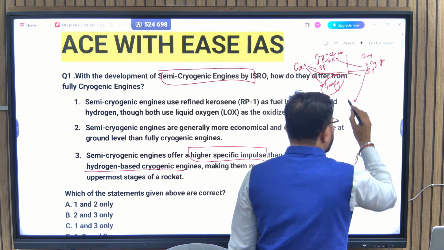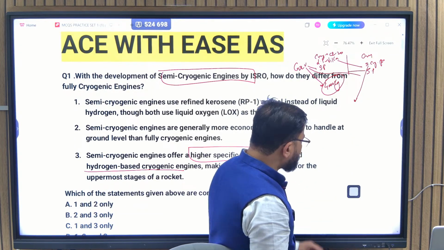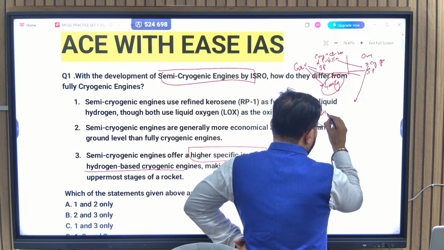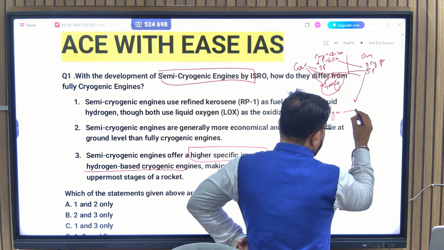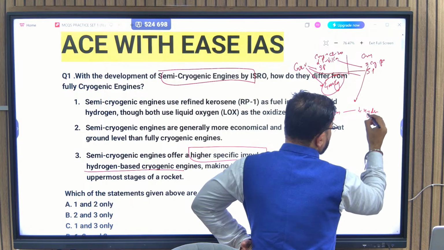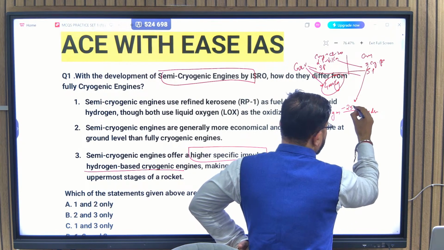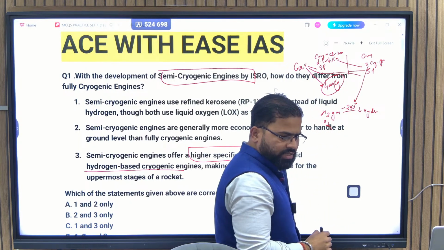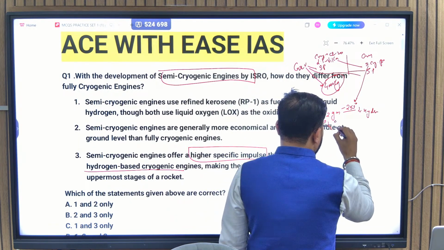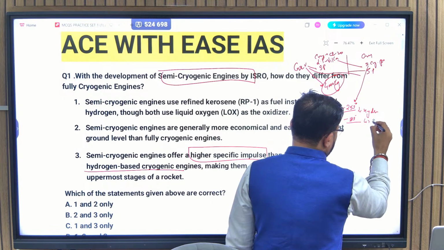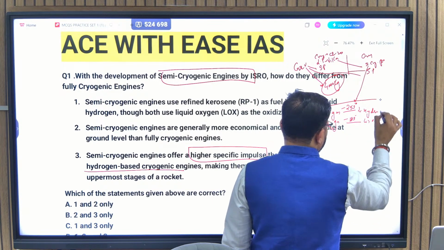Okay, so when you talk about the semi-cryogenic propellant, what is it? We know that the cryogenic propellant means what? We convert hydrogen gas into liquid hydrogen. And what is the temperature that is required? Minus 253 degrees Celsius. And similarly, for the oxidizer we take oxygen gas, which is converted into liquid oxygen at minus 183 degrees Celsius. Is it okay? So this is your cryogenic propellant.